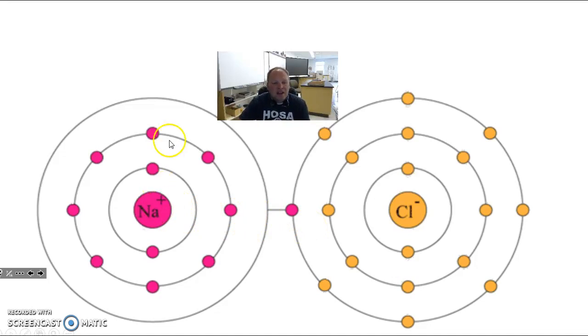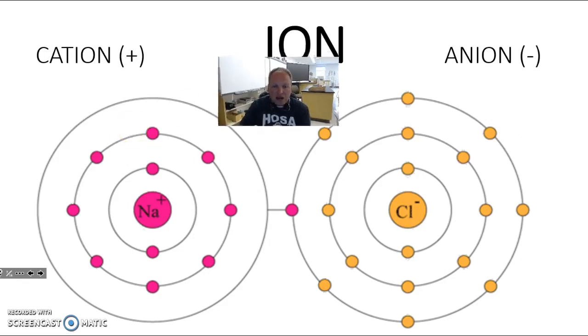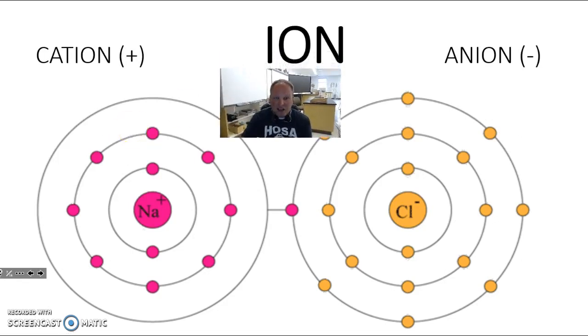Now here's the trick. Check out his outer shell now. It's completely empty, which means it is now gone. It's no longer there. And his inner shell already had 8. So now he also looks like a noble gas. And congratulations, you just created an ionic bond. Now, the word ion means an element that has a charge. Sodium is now positive. He's an ion. Chlorine's now negative. He's an ion. The problem is I can't call them both ions because one's positive and one's negative.